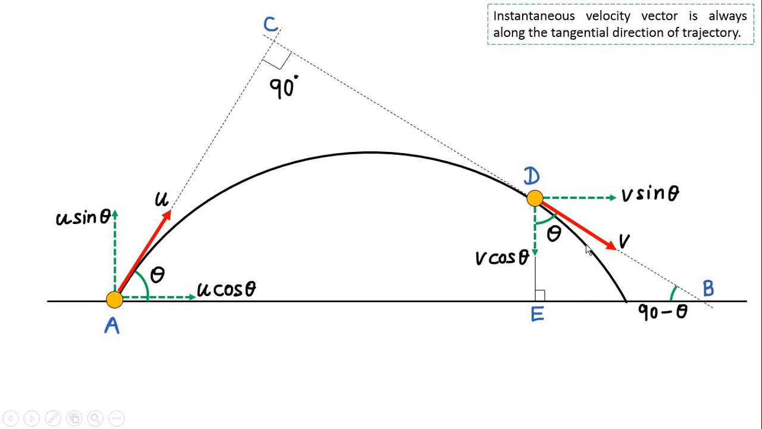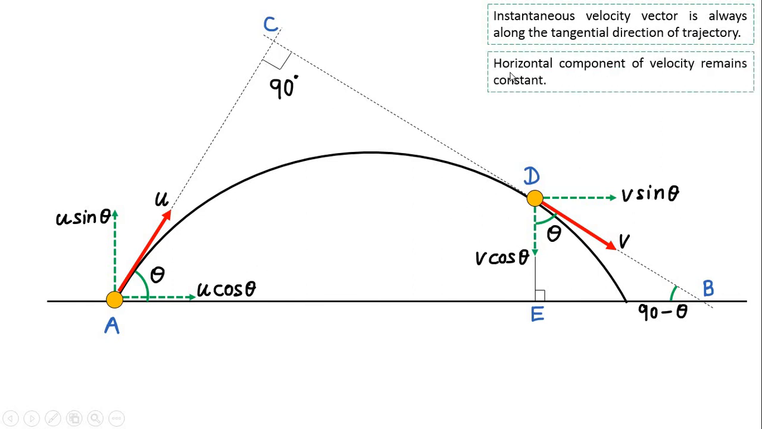Okay, so we have got the components of velocity at the initial place and also at the final place. Now we are supposed to find out how much time it takes for the particle to go from A to D. Fine. So let us apply some concepts of projectile motion. First of all, look at this horizontal component of velocity at the initial point, u cos theta, and look at this horizontal component of velocity at the final point, v sin theta. What relation can we say between these two velocities?